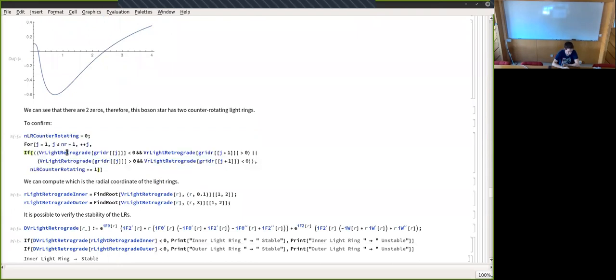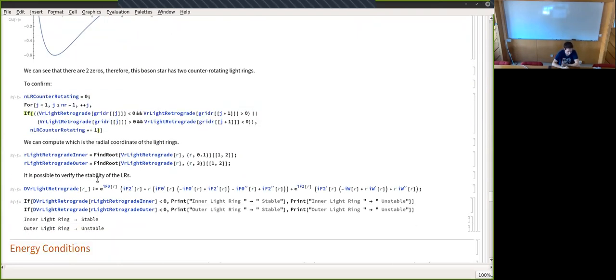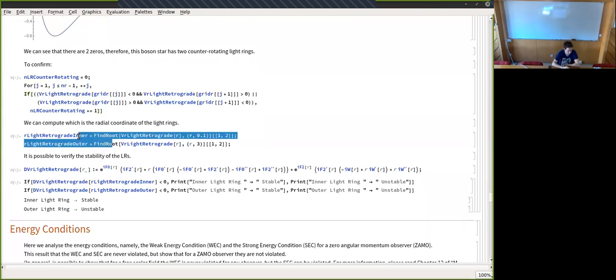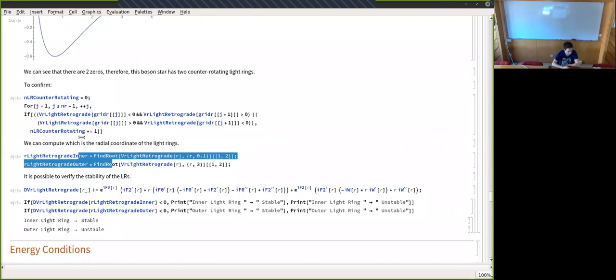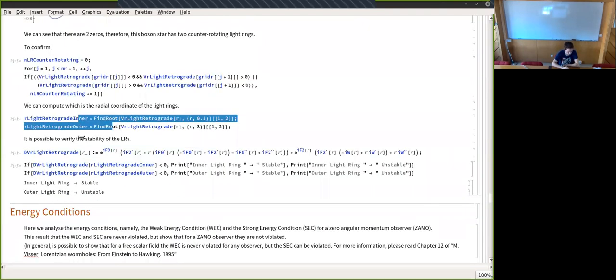Here again, we can just check to see if that is true. You only see 2 light rings. And here is just to find the radial coordinates of the light rings. And here is just to verify if they are stable or unstable. In this case, the outer light ring is unstable and the inner light ring is stable.